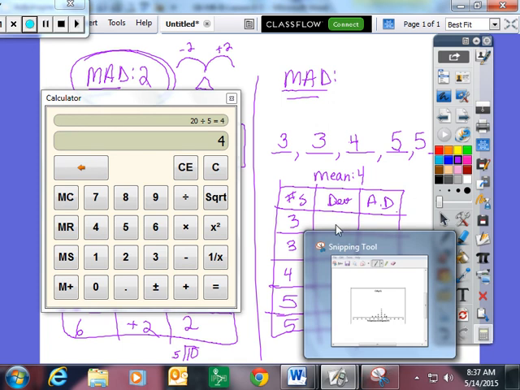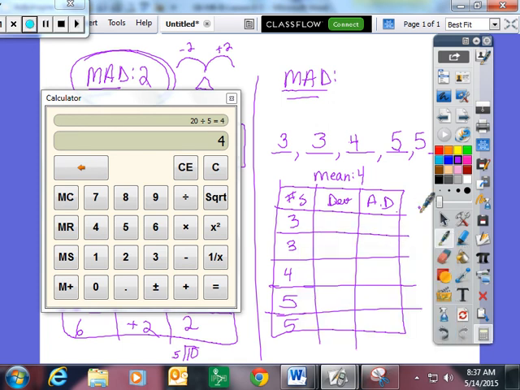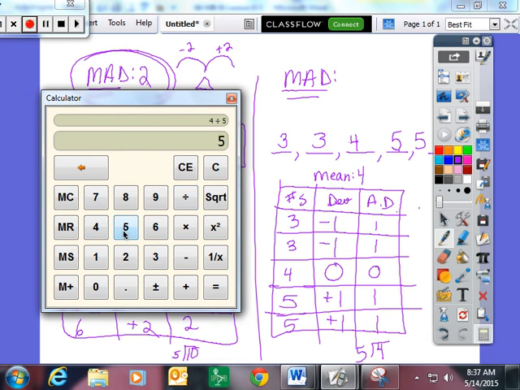So, if I could get there. 3 is down 1 from your mean. 4 is your mean, so it's 0 away from it. 5 is up 1, 5 is up 1. Now I'm going to make these absolute by finding out how far the distance is from 0. Okay? When I add these all up, I get 4. And when I do 4 divided by 5 on my calculator, I get a MAD of 0.8.